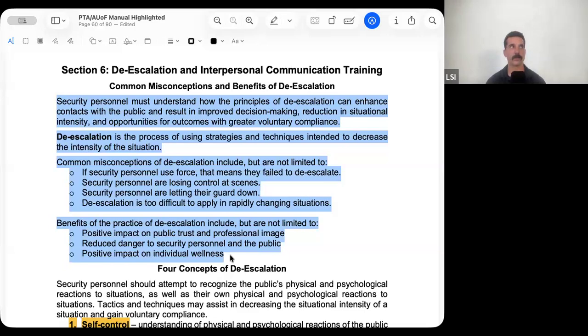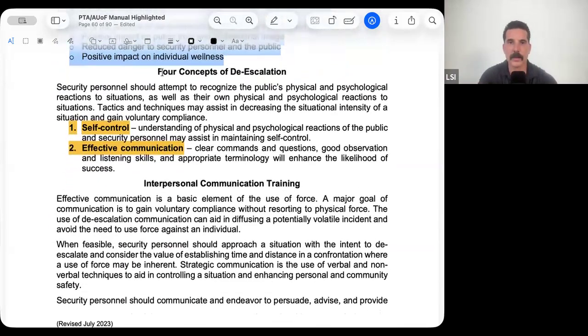Benefits of the practice of de-escalation include, but are not limited to: positive impact on public trust and professional image; reduced danger to security personnel and the public; positive impact on individual wellness. All right. Continues.